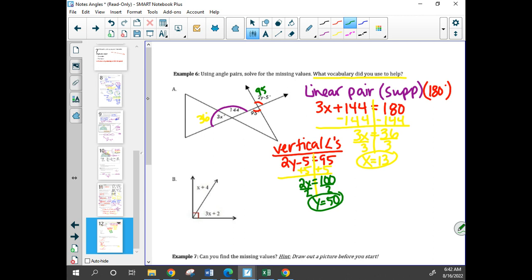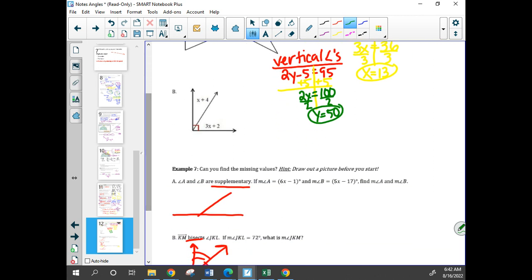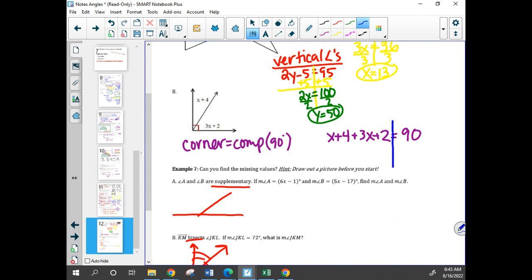With B, I want to talk about what vocab we would use and give you the setup, but I want you guys to try it out. So with B, those make a nice corner. If they make a nice corner, they're going to be complementary, or 90 degrees. So you would have x plus 4 plus 3x plus 2. That should equal your 90 degrees. Try solving that. I do have the answer key posted on It's Learning for you.